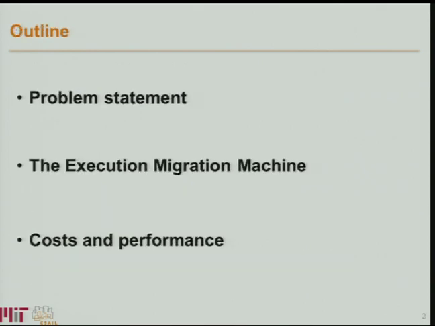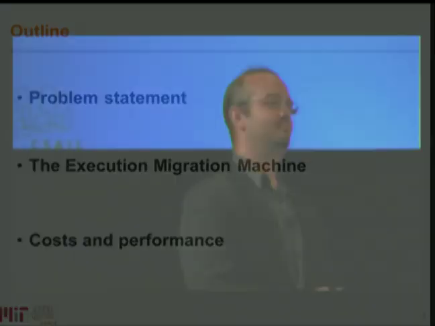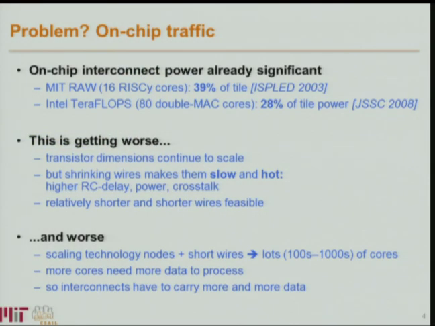In the rest of the talk, I will try to define the problem that we're trying to solve with this chip. I will talk about the chip itself, which we call the Execution Migration Machine, or perhaps somewhat presumptuously, the EM squared. I will talk a little bit about what it costs and what you get out of it. That is to say, what the cost-benefit ratio is. So what are we trying to solve? What is the problem?